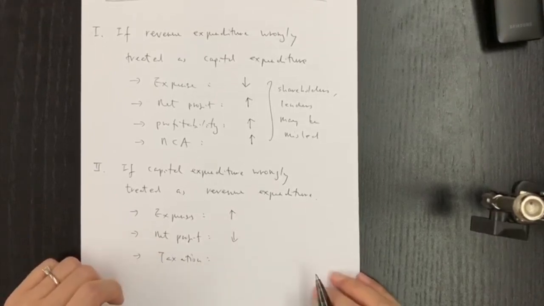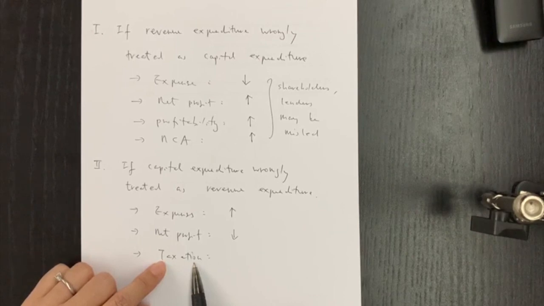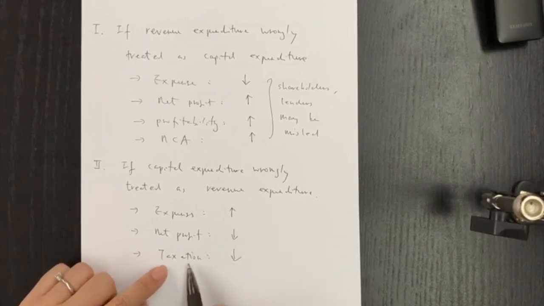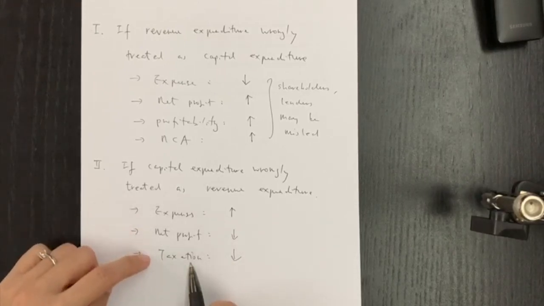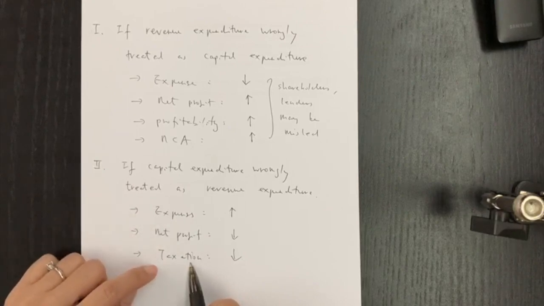So how much taxation do I pay to the government? How do we calculate taxation? Taxation is always calculated as some percentage times the net profit. Therefore, I pay less tax to the government. Of course, this is not allowed, and it is also unethical and illegal to do that.